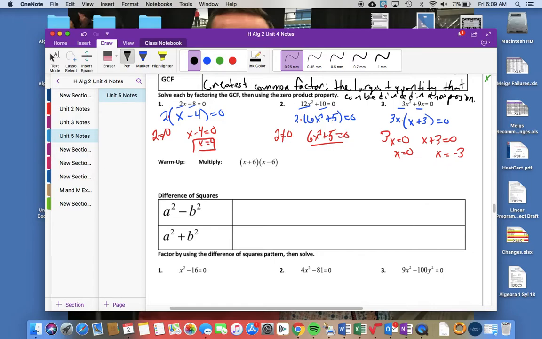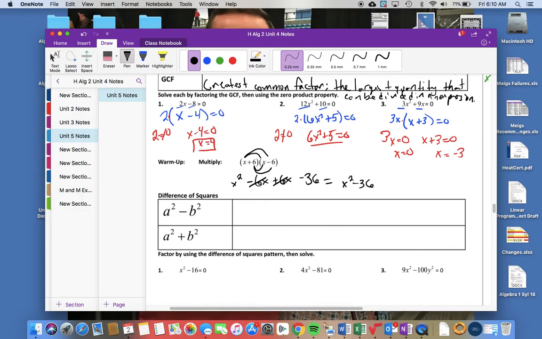Okay, so when you look at this, I'm going to distribute. x multiplied by x is x squared, x multiplied by negative 6 is minus 6x, 6 multiplied by x is 6x, and 6 multiplied by negative 6 is minus 36. At which point to simplify, negative 6x and positive 6x add to be 0, so you get x squared minus 36.